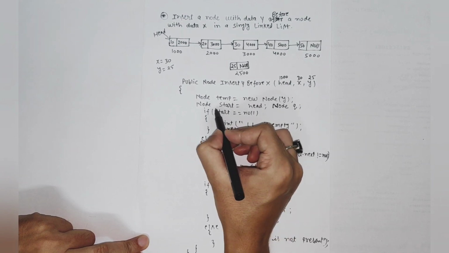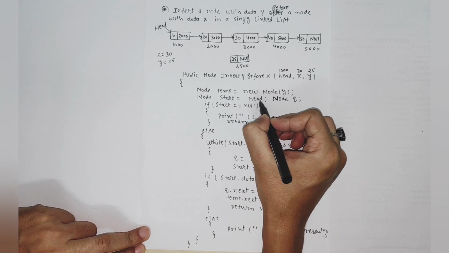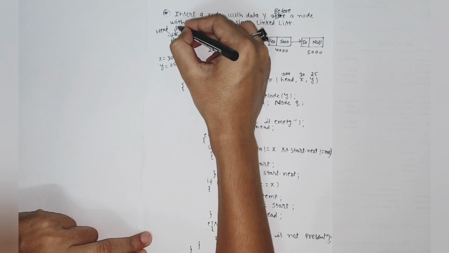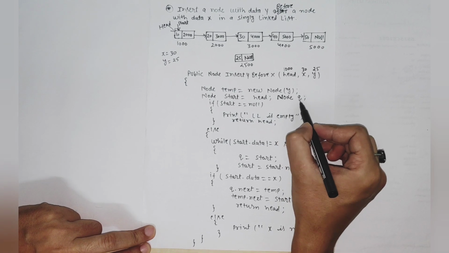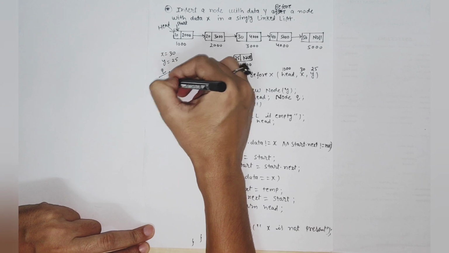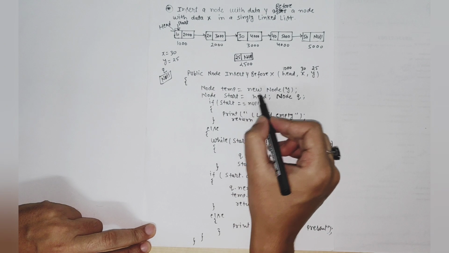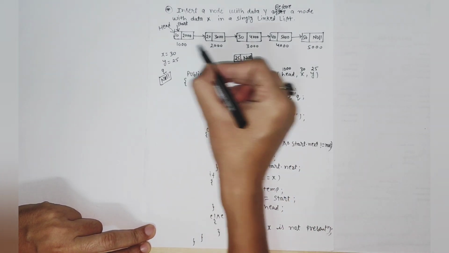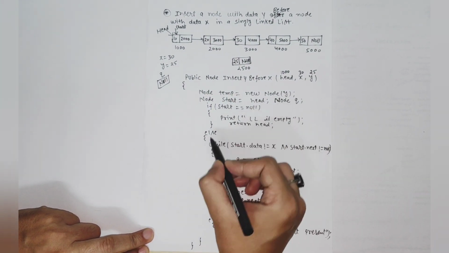After that I am creating one more temporary node with the name start which will be pointing to the first node. So this is start. After that I am creating one more temporary node q. So q is here and initially it is null. After that I am checking if start equal to null. So start contains 1000. So start is not equal to null. So we will come in the else part.